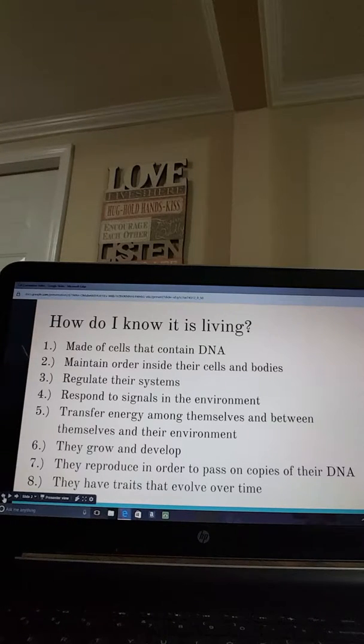They can regulate their systems. They respond to signals in their environment. They transfer energy among themselves and between themselves and their environment. They grow and develop. They reproduce in order to pass on copies of their DNA. And they have traits that evolve over time.